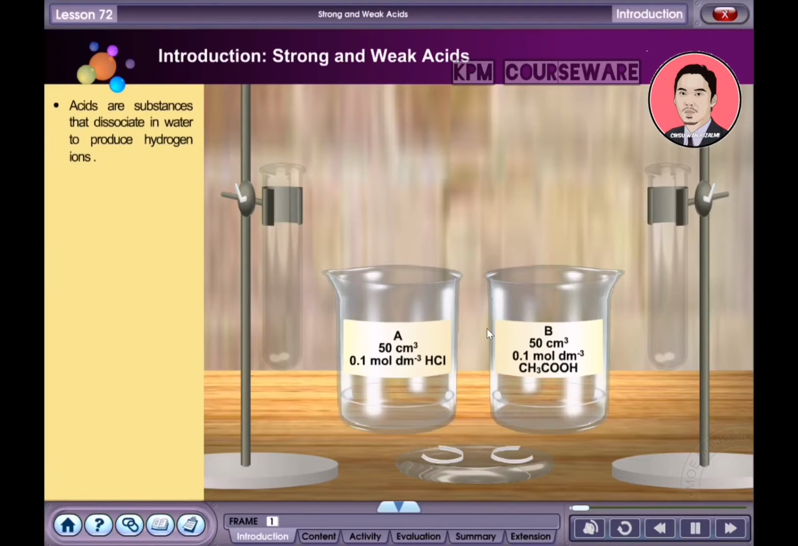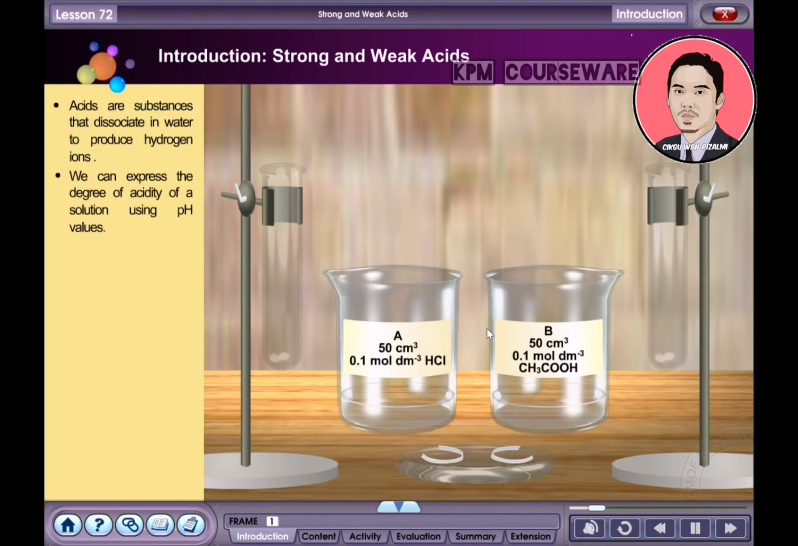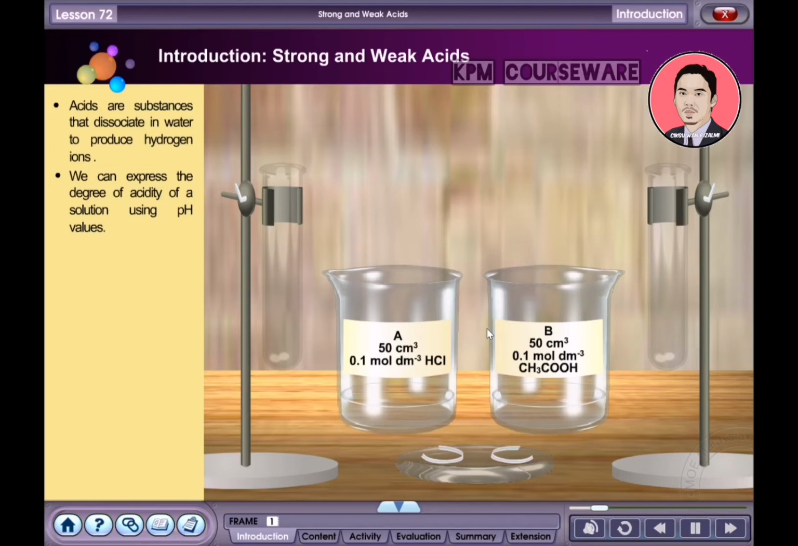You are already familiar with the concept of acids as substances that dissociate in water to produce hydrogen ions. You have also learned how we can express the degree of acidity of a solution using pH values. Let's carry out a simple experiment on two different acidic solutions.